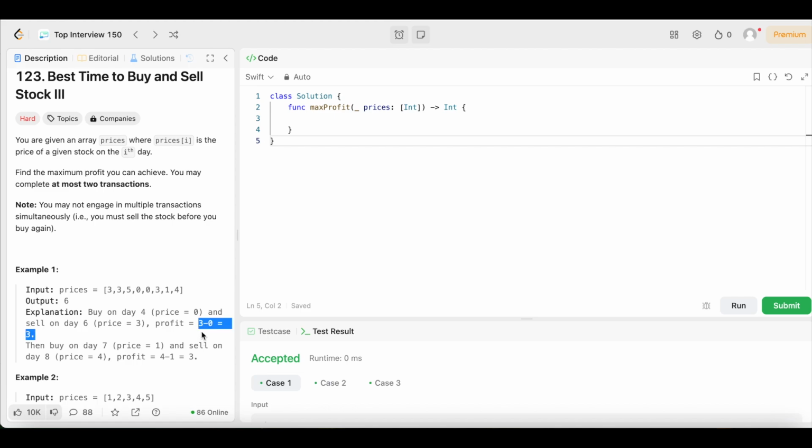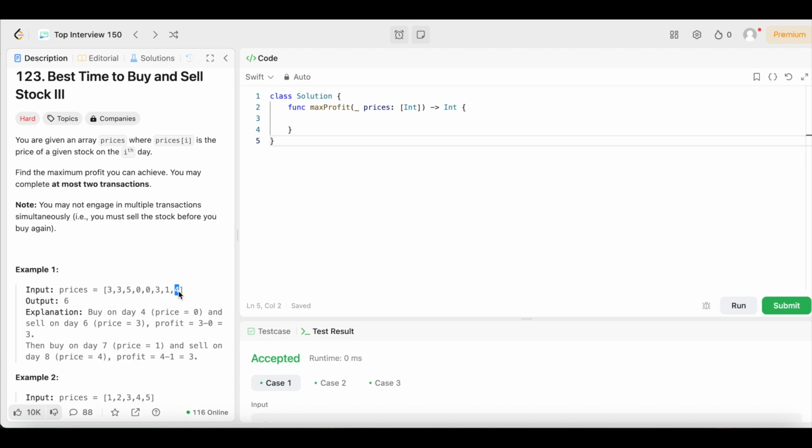So right now we already have a profit of $3, but we're not done because we still have more days that we may be able to buy or sell stocks. So then we keep going. Then we buy again on the 7th day because we already sold. Remember, it says you must sell the stocks before you can buy again. Well, we sold right here on day 6, so now we can buy again. So on day 7, we buy again at the price of 1, and then we sell on day 8, boom, right here for the price of 4.